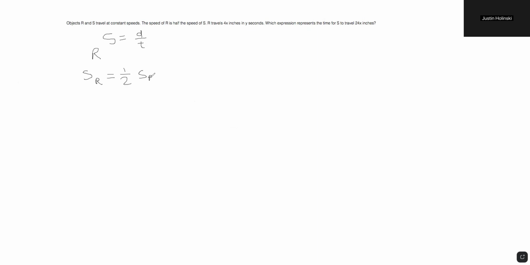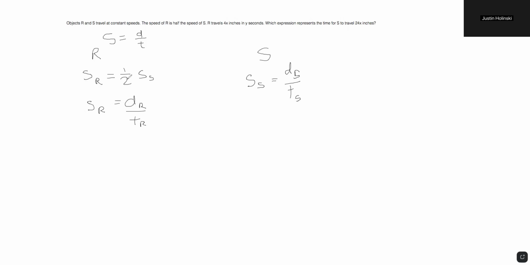And then we also know that the speed of R is R's distance over the time it takes R to travel. And then the same goes for object S. So object S, it's the time it takes object S to travel. So what we want to do from here is set up kind of a system of equations and equate everything together as well as we can.